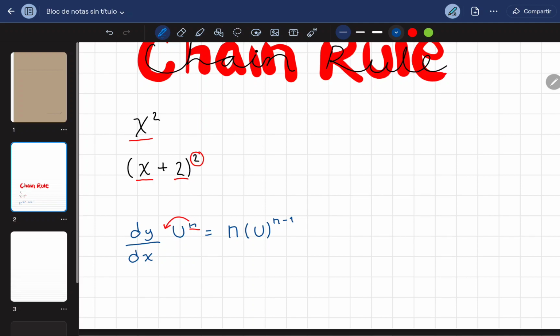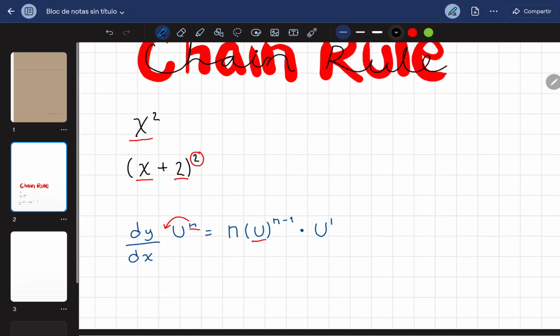Yeah, so it is very similar, but now what's the difference? The difference is that we need to multiply this times the derivative of the u, like this. So it is the derivative of the outer term, the whole binomial, times the derivative of the inner term, the one that is inside the parentheses. Let's answer these two examples that we have in here to see how it works.